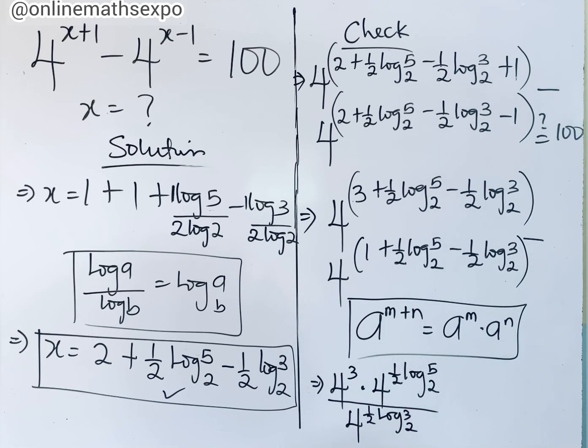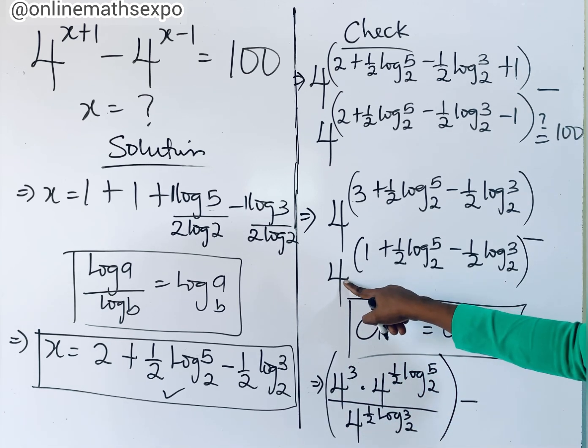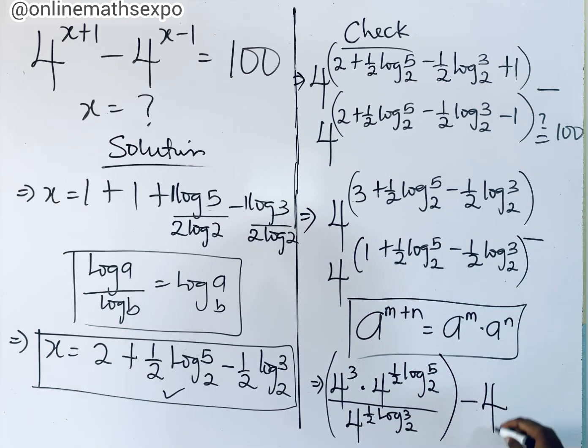Did you see what we did? The whole of this, then we have minus. Let's apply this also. We have 4 to the power of 1 multiplied by, this turns to multiplication, 4 to the power of half log 5 base 2. Because of this subtraction, you divide by 4 to the power of half log 3 base 2.